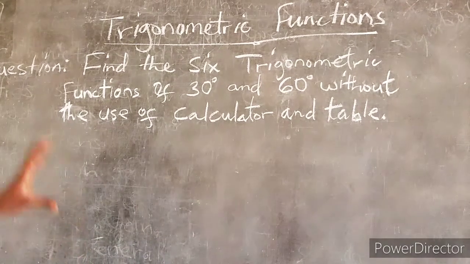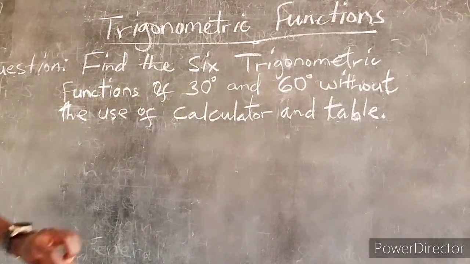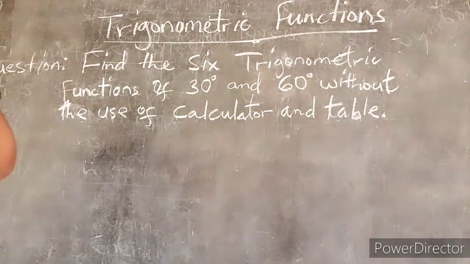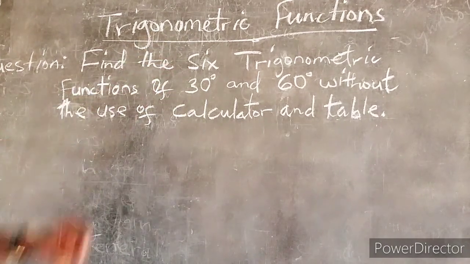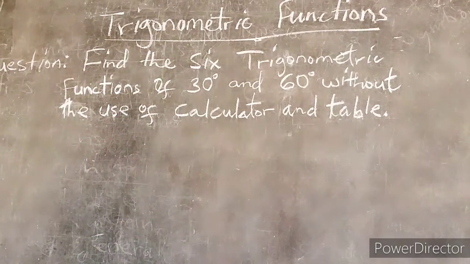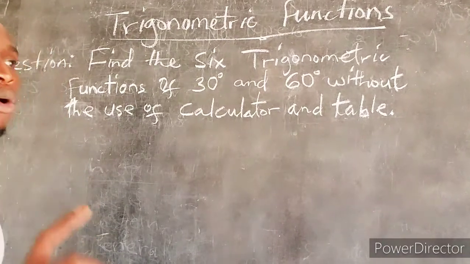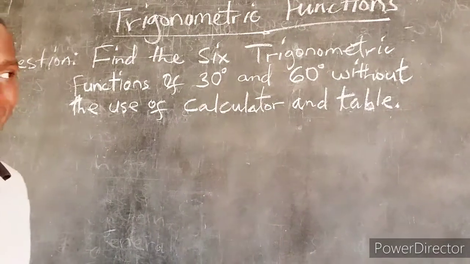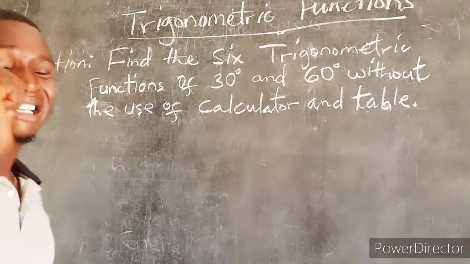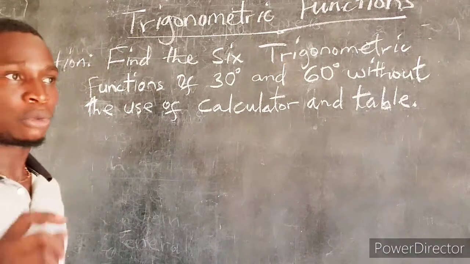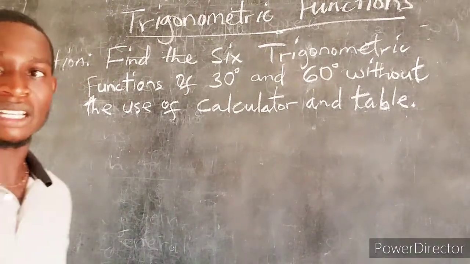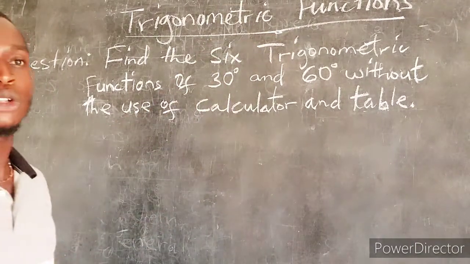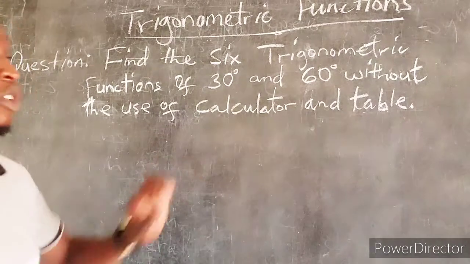The first thing, to find the 6 trigonometric functions without the use of calculator or table as the question demands, we're going to use the equilateral triangle. An equilateral triangle is a triangle with 3 equal sides, so each angle is 60 degrees, because 60 degrees plus 60 degrees plus 60 degrees, or 60 degrees times 3 angles, is equivalent to 180 degrees. So that's the concept we're going to use.